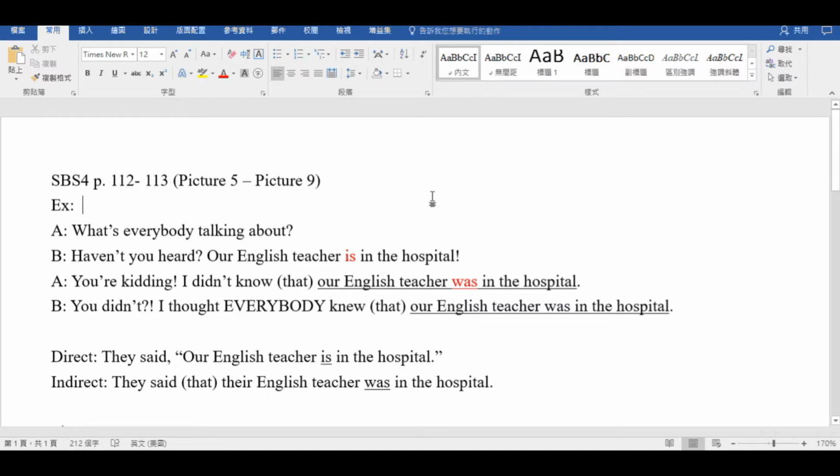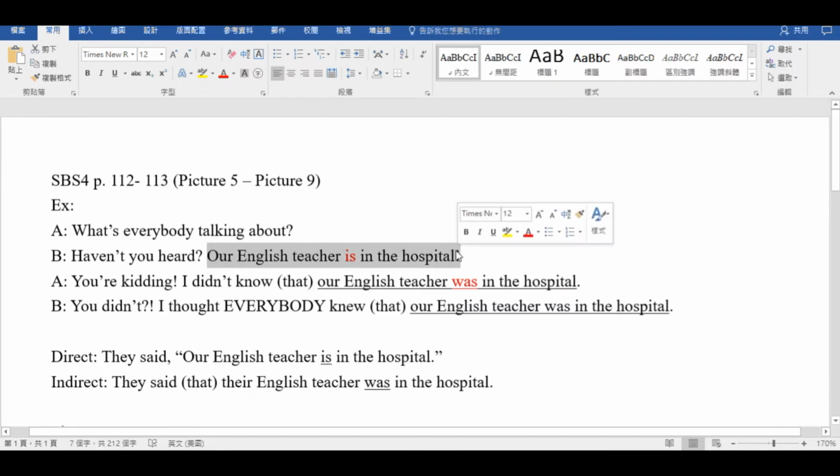Let's look at an example. These sentences are the exact example sentences on page 112. It's a conversation between two people, person A and person B. Now, person A says, "What's everybody talking about?" And B says, "Haven't you heard our English teacher is in the hospital?" So B said this for the first time. Our English teacher is in the hospital, so that makes this sentence a direct speech sentence.